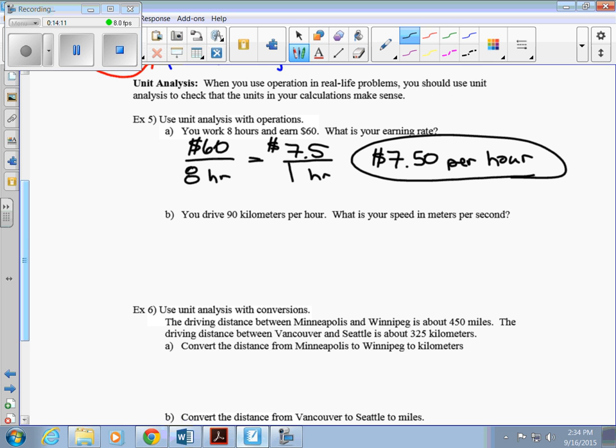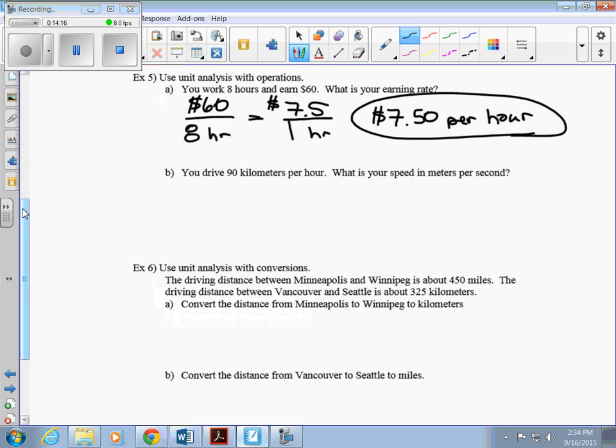The next thing we're going to talk about is kilometers. And they tell us we're going to go 90 kilometers per hour, so that's in 1 hour. And we want to calculate it so we get into meters per second. So our goal over here is to make it look like meters per second. So what we want to do is change these so that we can end up with those units. Here we have kilometers. We want to get to meters. On the bottom we have hours. We want to get to seconds.